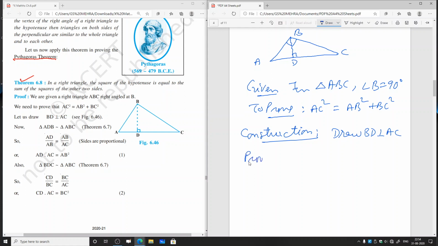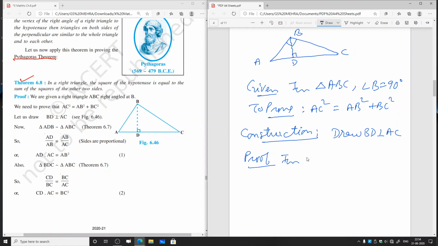Proof. Now what we need to prove is that AC square is equal to AB square plus BC square. How can we obtain AB square? If we take the smaller triangle, that is triangle ADB, and the bigger triangle ABC, then we are getting AB two times, so we will be getting AB square. So let us start with this one.